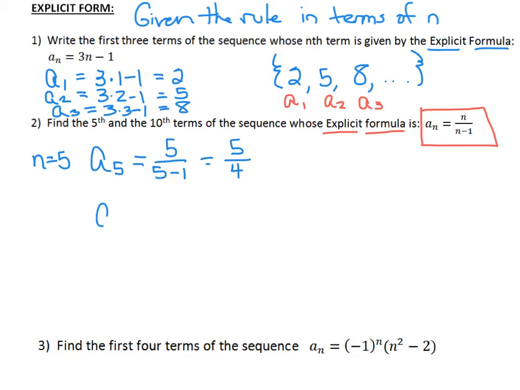I also want to find the 10th term, so that means that n is equal to 10 right now. Substitute that into the formula that's given to me, the explicit formula, and I have 10 divided by 10 minus 1. So this 10th term is equal to 10/9. I could have given you any term to find, and because I'm given the explicit formula, I can find that term just by substituting my n value.